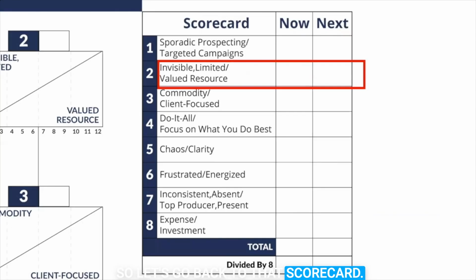So let's go back to that scorecard. And number 2, I want you to write down invisible or limited versus valued resource. And again, you write down your ratings for where you are now and where you want to be a year from now.